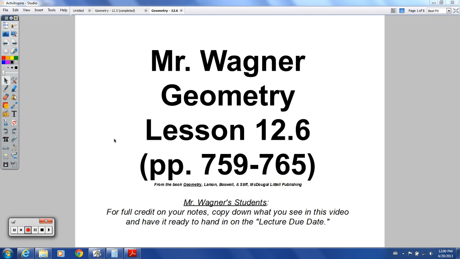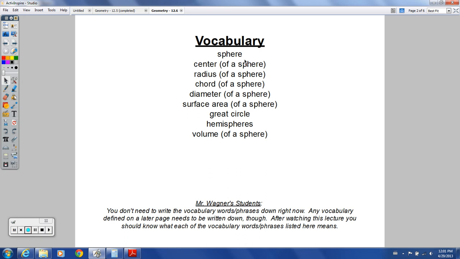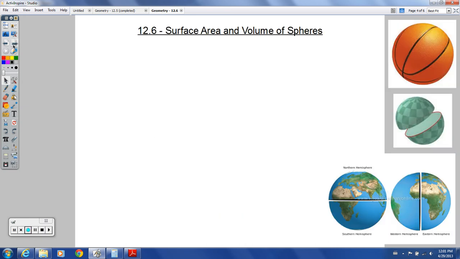Welcome to the lecture on spheres for geometry. We are talking about surface area and volume of spheres here in lesson 12.6. You should know these words and what they mean by the end of this lesson, and also use those extra examples in your book as always to help you out.